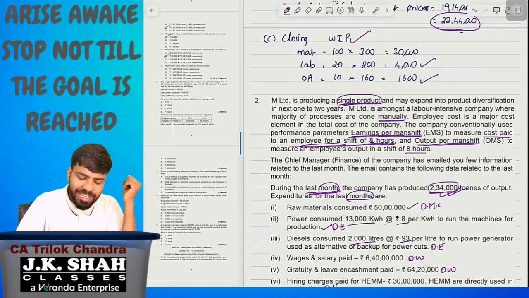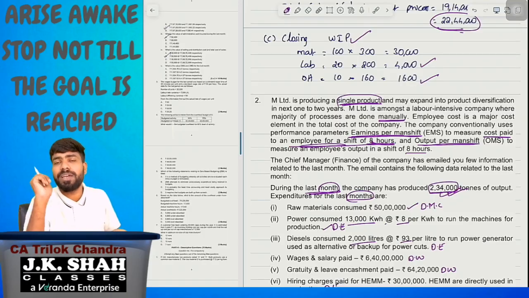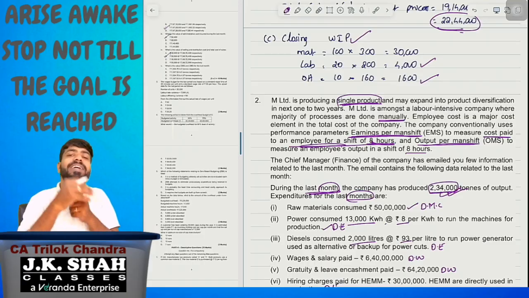So we need to calculate earnings per man shift, in the sense, employee cost per man shift. Cost for the company, earnings for the worker. Employee cost per man shift is the earnings per man shift of the worker.